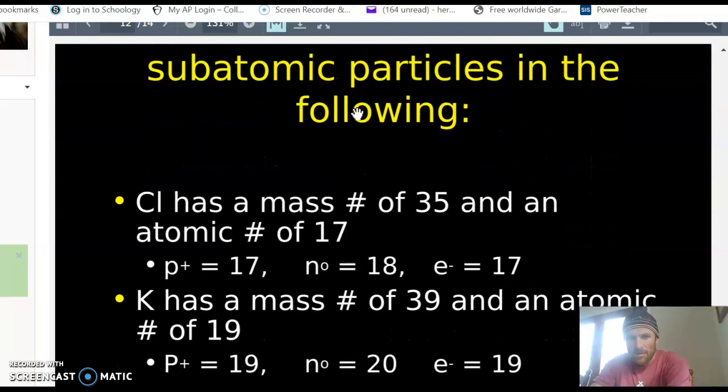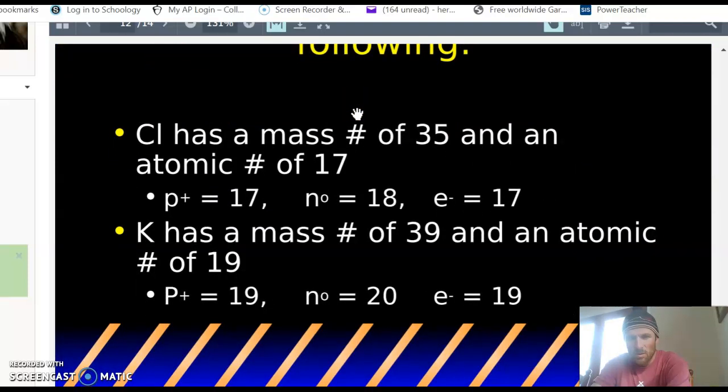So let's take a look at these examples. Chlorine has a mass number of 35 and an atomic number of 17. Question here might be, how many protons, neutrons, and electrons are there? Well, protons and electrons are the same because they equal the atomic number. How do we get 18? We take 35 minus 17.